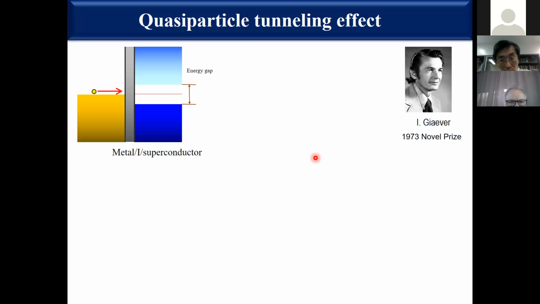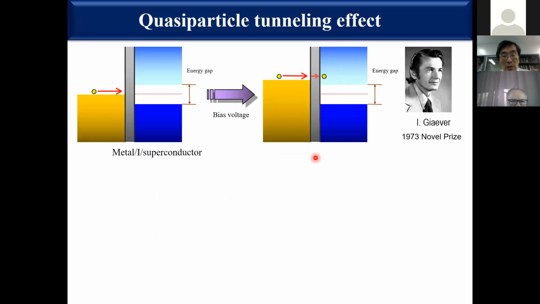As shown by Giaever, who got the Nobel Prize in 1973, in the presence of applied voltage, the charge current starts to flow. Because, naively speaking, in a superconductor, quasi-particles fill the energy gap.